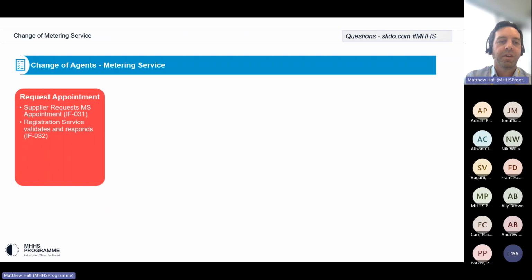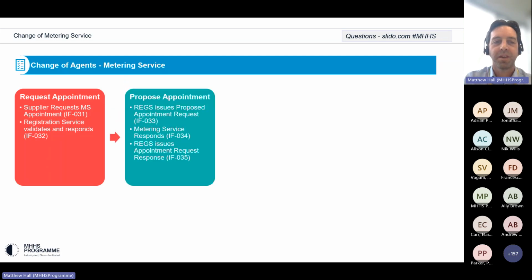So this process starts with the supplier requesting an MS appointment. Sorry, it's the metering service appointment one. And they'll request that on the IF31. The registration service will validate and respond on the IF32. Assuming that is all valid and that everyone's happy to proceed, then the registration service will also issue a proposed appointment request on the IF33 to the proposed metering service. The proposed metering service will then respond on the IF34, and the registration service will issue an appointment request response, the IF35, regardless of what that response is from the metering service.